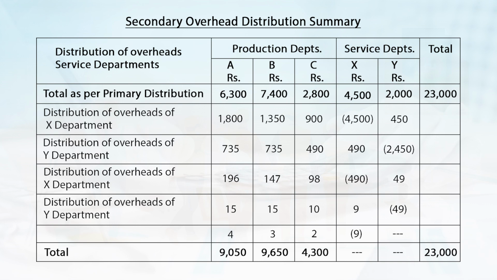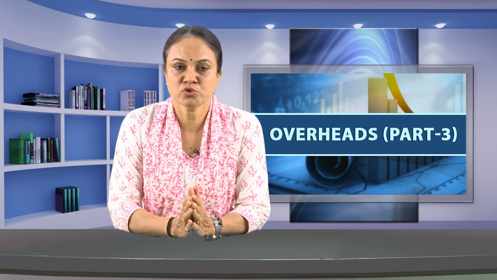Now, it will give final allocation to production department A as rupees 9,050, to B it is 9,650, to C it is rupees 4,300, making total of rupees 23,000. Now, let's understand the above solution.